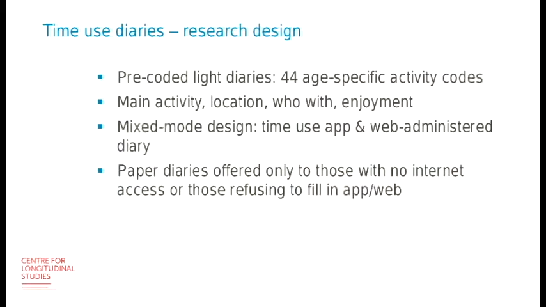So the diaries are pre-coded light diaries where respondents had 44 activity codes that they could select from. And I'll show you some of those in a little while. And these codes were developed to be relevant to 14-year-olds. And as well as reporting the main activity that cohort members were engaged in at a particular time of the day, they also reported on the location, who they were with, and how much they enjoyed that activity.